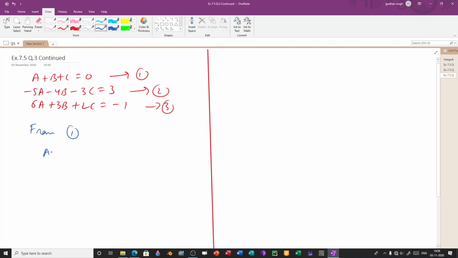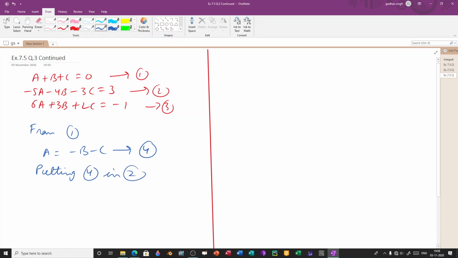So from 1, a equal to, what is a? A is equal to minus b minus c, and let this be fourth. So we'll put this value of a from the fourth equation in equation number 2 as well as equation number 3, so that a will be eliminated. In place of a, we'll be getting only terms in b and c. First we'll put the fourth in 2 and then in 3.